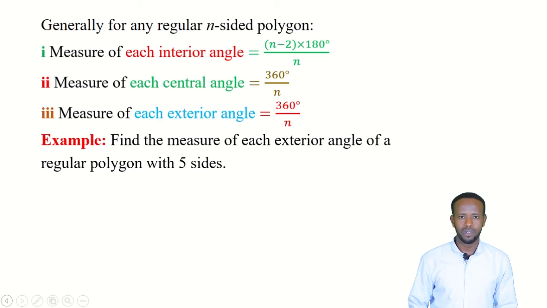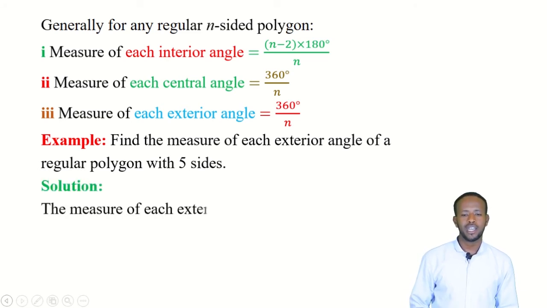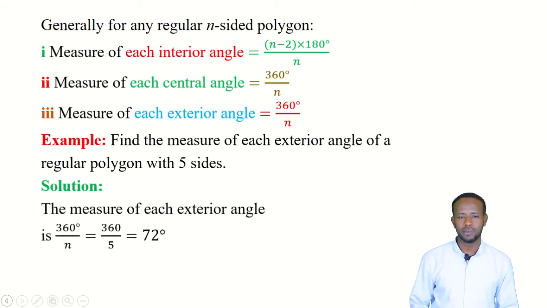This is a pentagon. The same as with the central angle. Okay? Now we will say here, solution: the measure of each exterior angle is 360 degrees over n, which is equal to 360 degrees over 5, which is equal to 72 degrees.